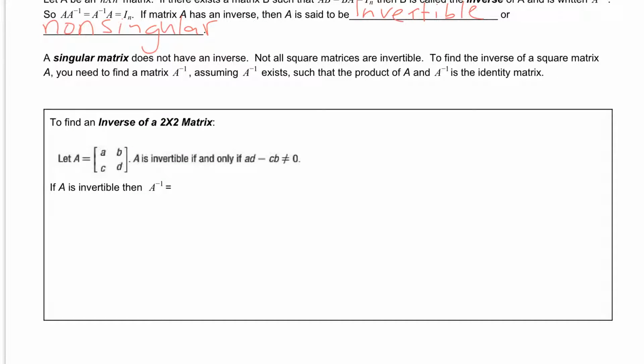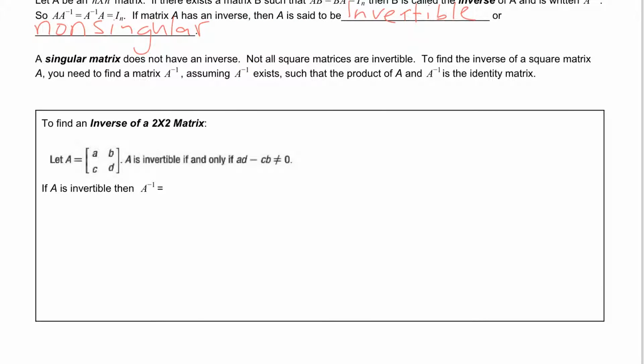If we talk about a 2 by 2 matrix, if we let A equal the matrix with rows a, b and c, d, A is invertible if and only if a times d minus c times b does not equal 0. So if A is invertible, then A inverse is equal to the following formula: 1 divided by a d minus c b, times the matrix where we take d and a and switch their spots, and we take the opposite of b and the opposite of c.